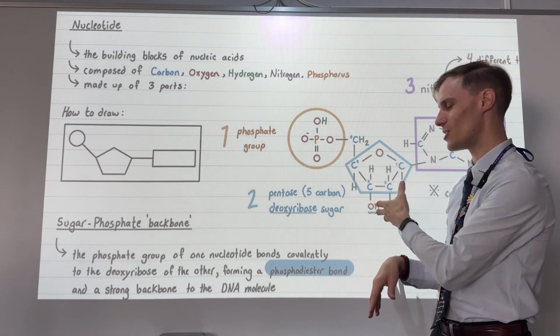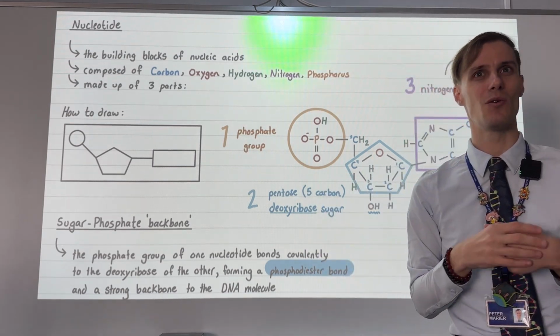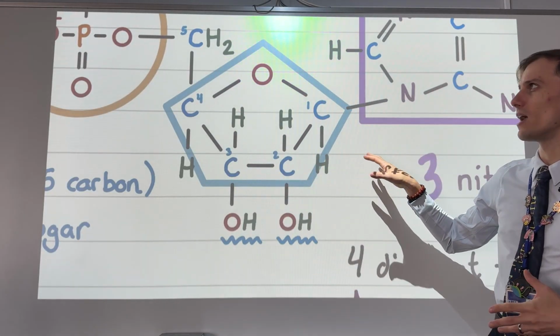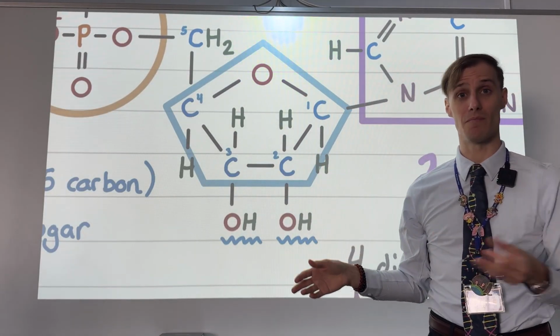So I guess really to understand what a deoxyribose is, we should first talk about what a ribose is. Here is a ribose. Now you might say, this looks almost exactly the same, and that's true.